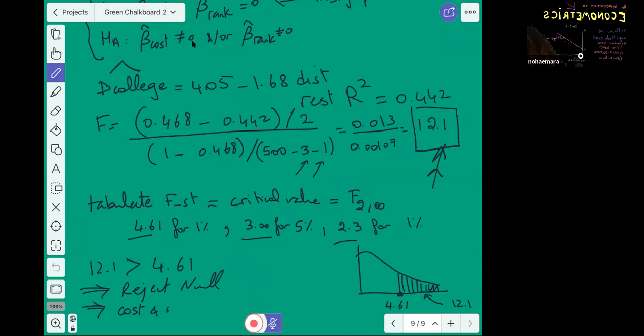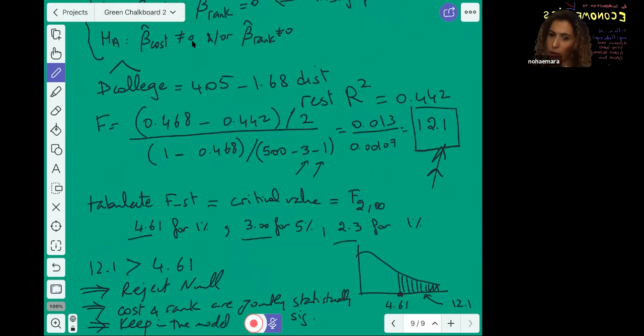Your conclusion is cost and rank are jointly statistically significant. And if I have a question about whether I should keep them in the model or remove them, then if they are statistically significant, I need to keep them in the model because they do have a statistically significant joint effect on the demand for college, holding distance constant. Remember that you must hold any other factor constant, so holding distance constant.